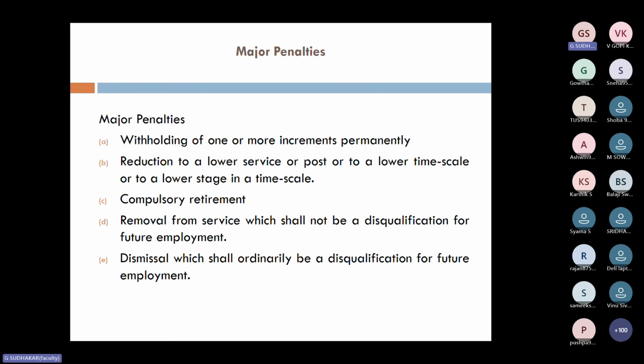Reduction to a lower post, lower time scale, lower stage in a time scale, compulsory retirement, removal from service, which shall not be a disqualification for future employment, dismissal from service, which shall ordinarily be a disqualification for future employment. So these are all termination, where removal is not a disqualification for future employment, and dismissal is a disqualification for future employment. So these are all the major penalties under CDA rules. They will give one major penalty as a statement, and you have to mention which one is false and which one is correct.